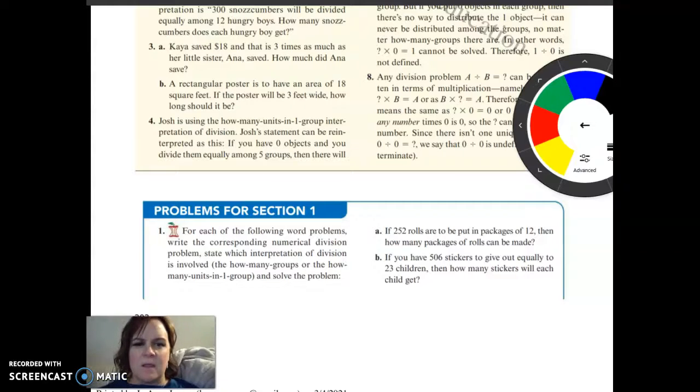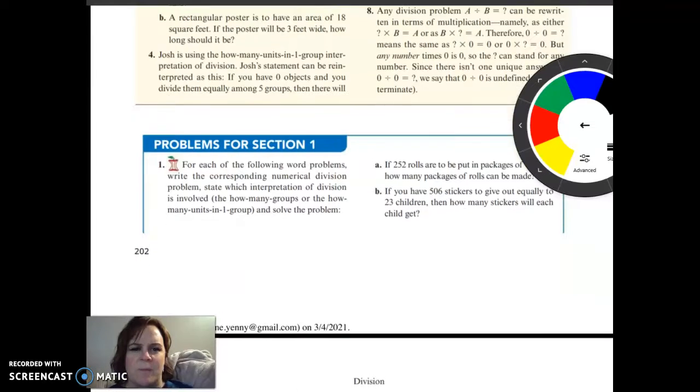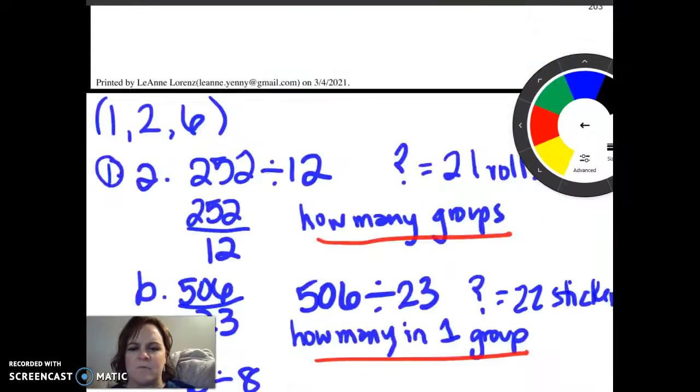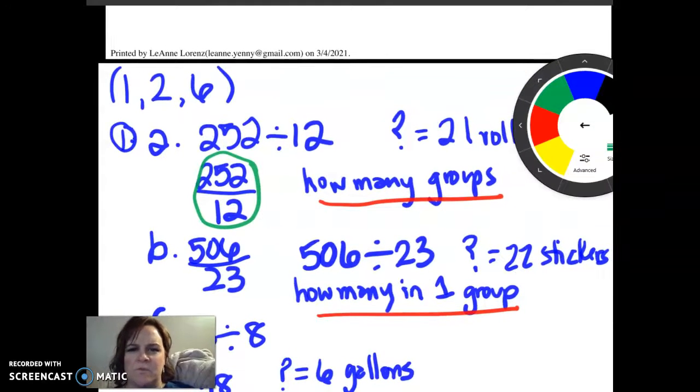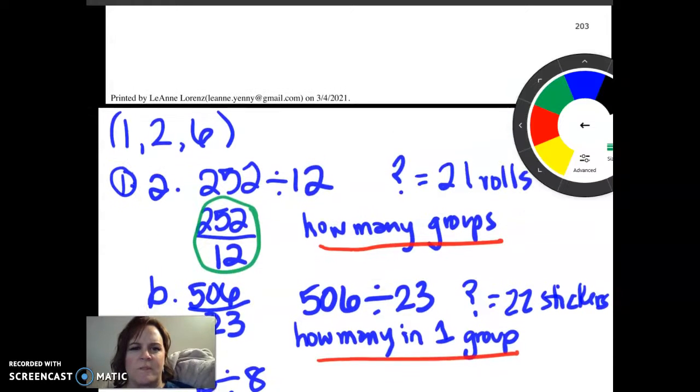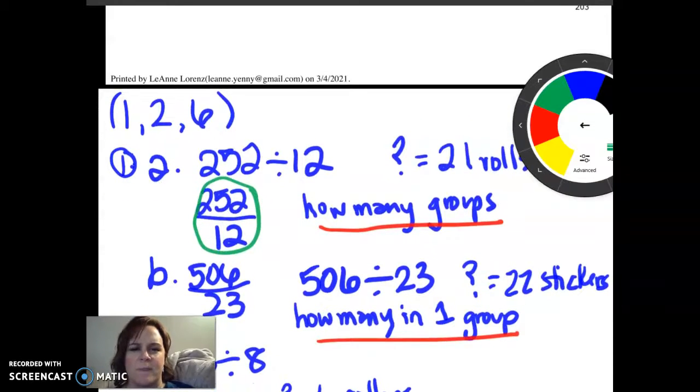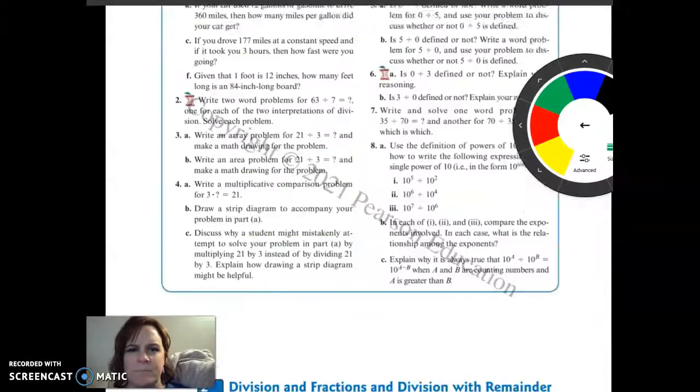So in A, if 252 rolls are to be put in packages of 12, then how many packages of rolls can be made? So of course that's 252 divided by 12. Notice I always like to write it in fraction form. 252 twelfths. So we're looking at 21 packages, and that's a how many groups problem.